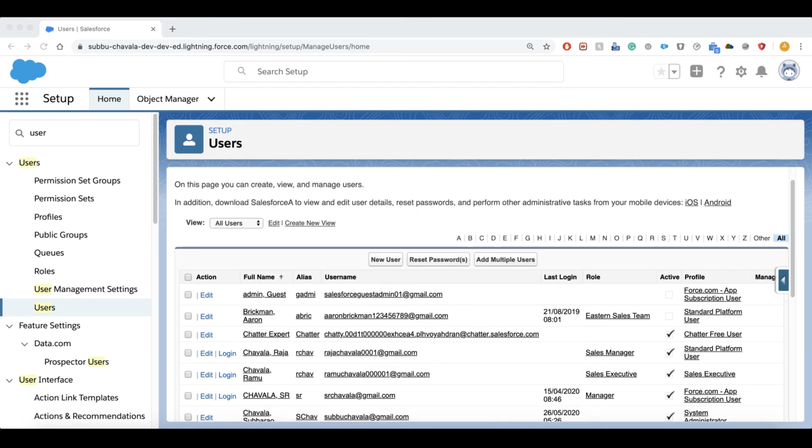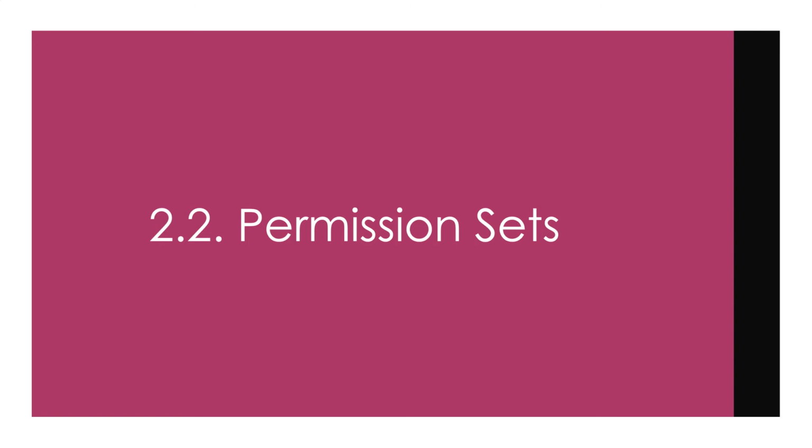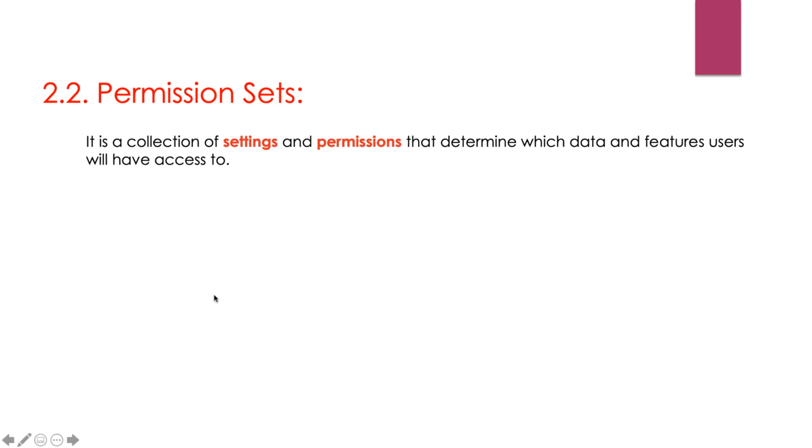Now we are going to see permission sets. What is the definition of permission sets? It is a collection of settings and permissions that determine which data and features users will have access to. Yes, the same definition I gave for profiles as well. Permission sets and profiles are both similar, but there is a small difference. Permission sets are used to extend access or grant additional access to users without having to modify their existing profile. Permission sets are used to give additional access to users who are already assigned to a profile.